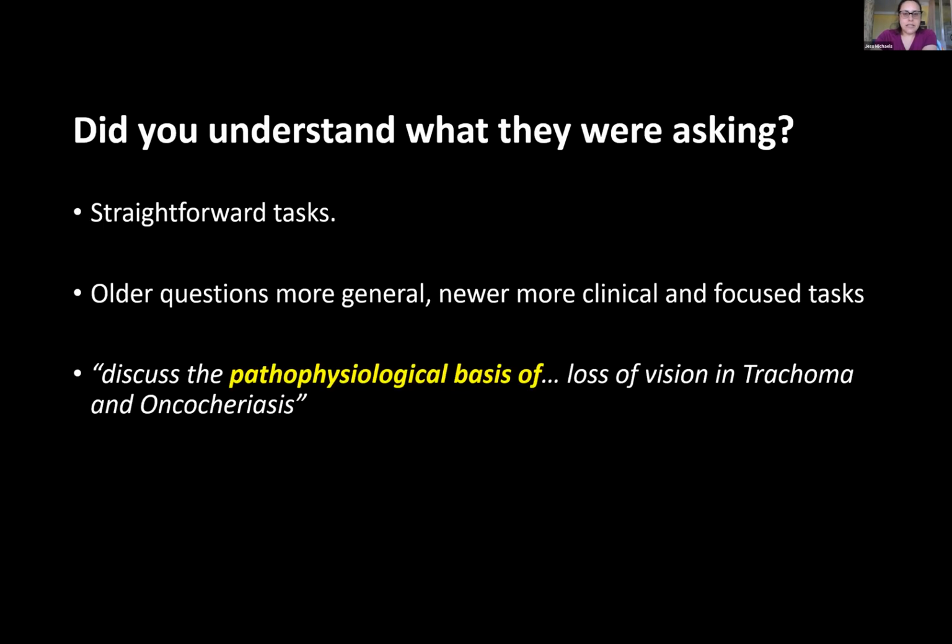So did I understand what they were asking? Yeah, I think the tasks were pretty straightforward for infections. The older questions were more generalized, so, you know, discuss the pathophysiology of X, but the later ones were more clinical. So you got a clinical scenario and then focus tasks following on. One thing I didn't understand: we'd sort of touched on it before, but it might be good to have a reminder of the pathophysiological basis of, for example, loss of vision in trachoma and onchocerciasis.